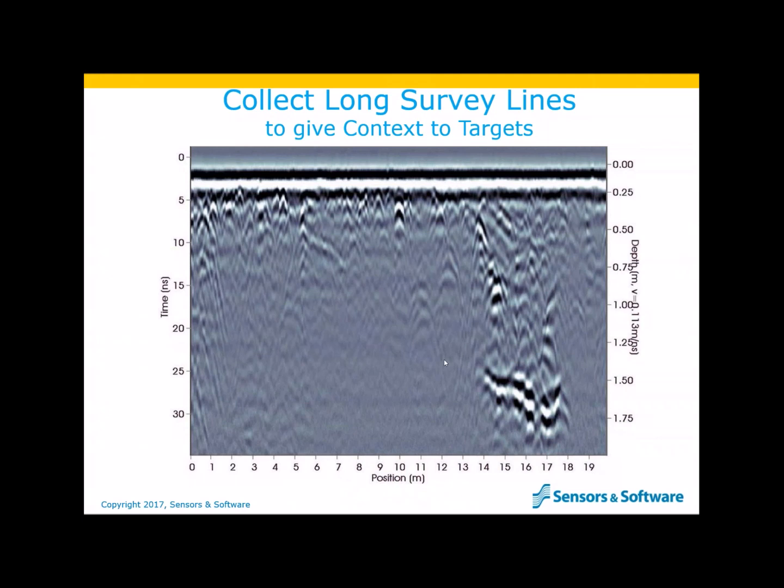In this example, imagine if they only collected a 4-meter long line from 14 to 18 meters. That would make this strong reflector around 1.5 meters deep a normal part of the area, when in fact, we can see that clearly this 4-meter stretch is different than anything else around it. Long lines always help your interpretation of the data. For Conquest customers who do concrete scanning, whenever possible, I suggest you use the 4-foot grids and not the 2-foot grids.